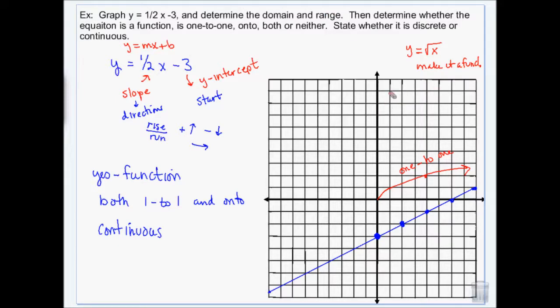Erase that guy. Go ahead and erase that guy. Okay.